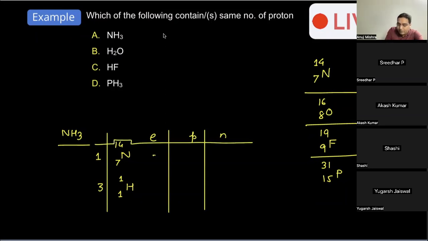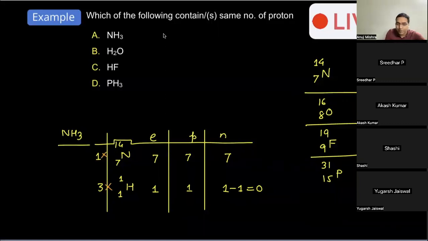How many E? 7, 7, 7. Why 7 neutrons? 14 minus 7. Hydrogen, 1, 1, neutrons 1 minus 1, that is 0. Is it simple? But how many nitrogens do you have in total? Check it. You have 1, but hydrogens you have 3.